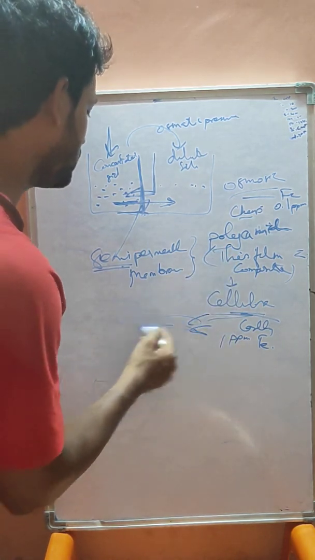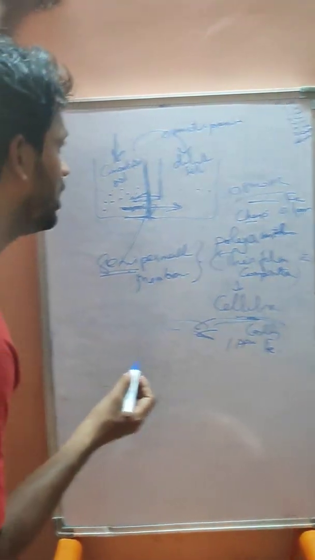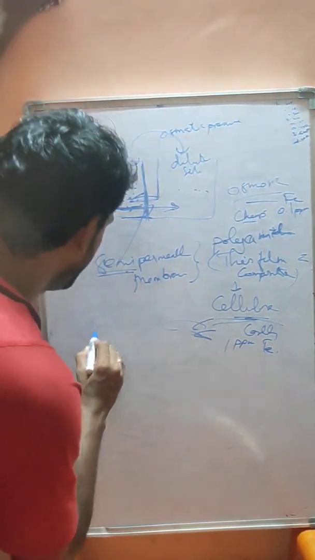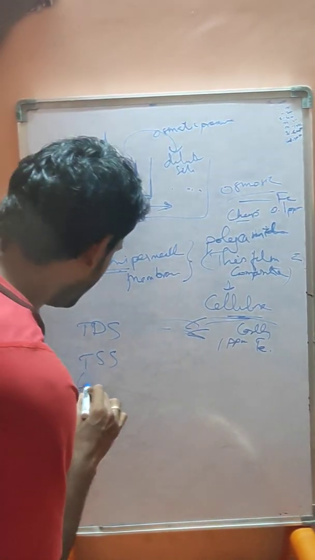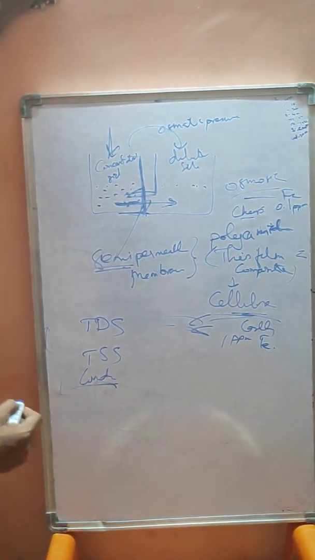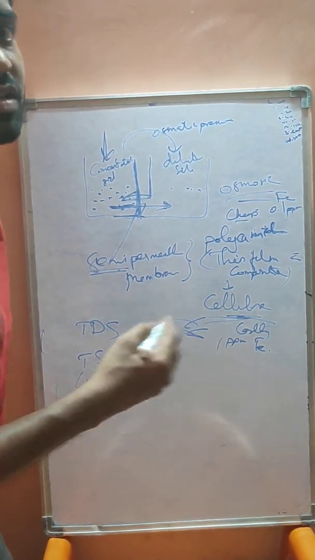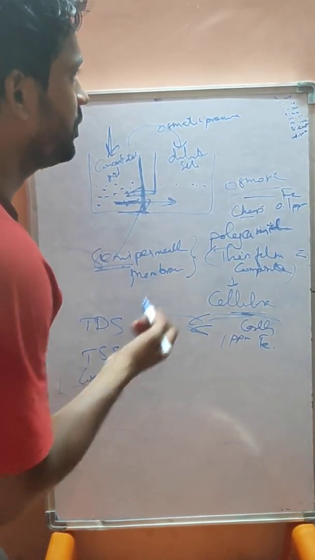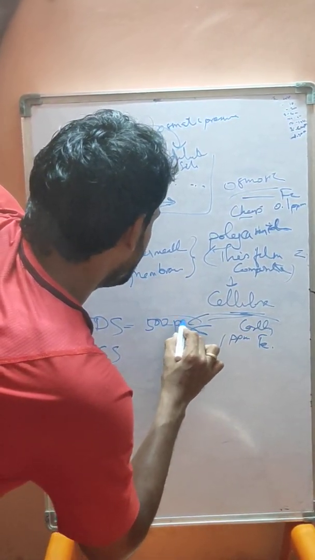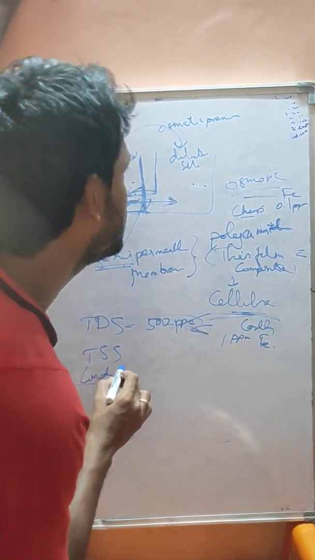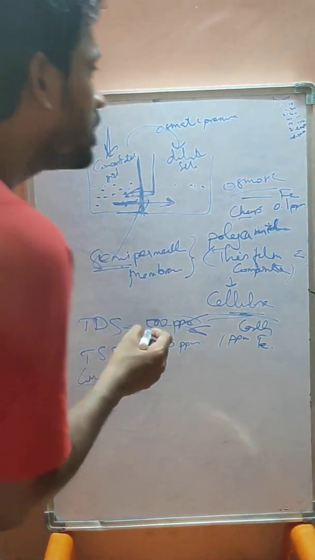Okay, we discussed the membrane also. Now let's look at the RO outlet specification. For RO outlet we mainly follow TDS, TSS, and conductivity. Conductivity mostly we don't check for RO water, we check it for DM water only, because DM water can be used in boilers. I'll explain the DM water plant later. TDS maximum allowable limit is 500 ppm, and TSS is 10 ppm.